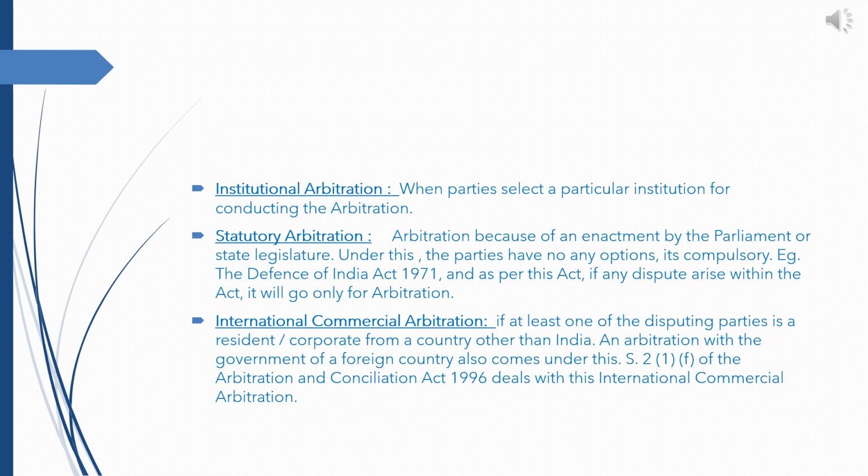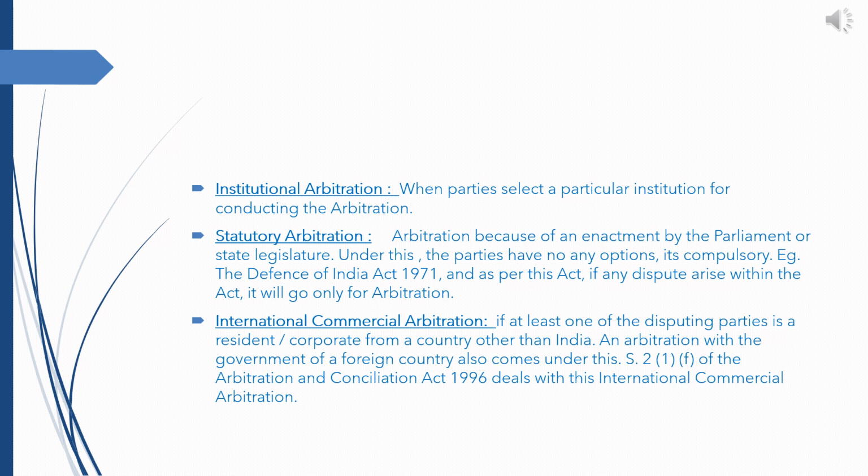Then comes the fifth one, that is statutory arbitration. This is an interesting one. See, the parties have no option. They can only go for arbitration. This is because of an act or enactment. The best example to describe statutory arbitration is the Defense Act of 1971. According to this act, all the matters related to the army defense of India will go only for arbitral proceedings. This is the best example to explain statutory arbitration.